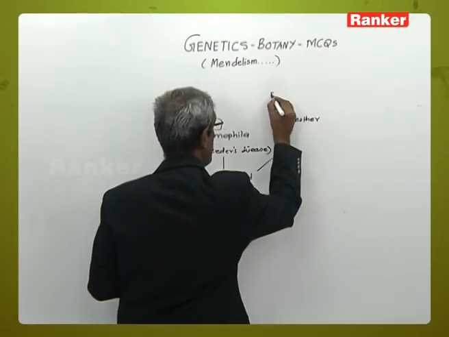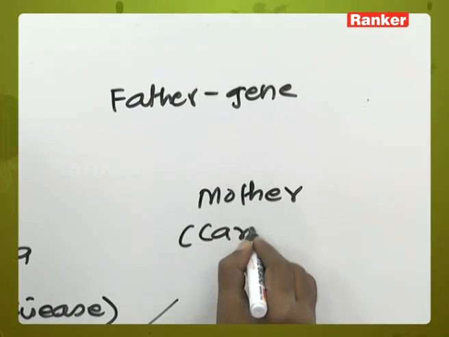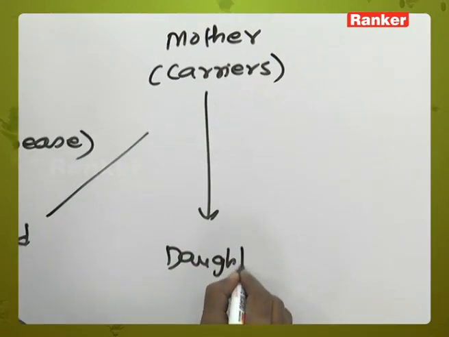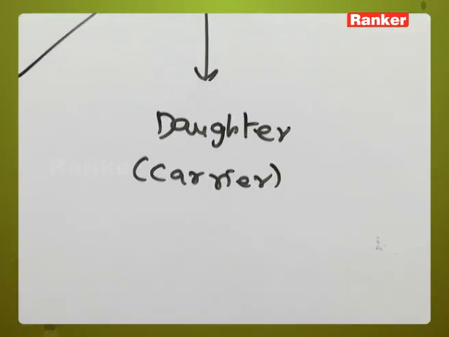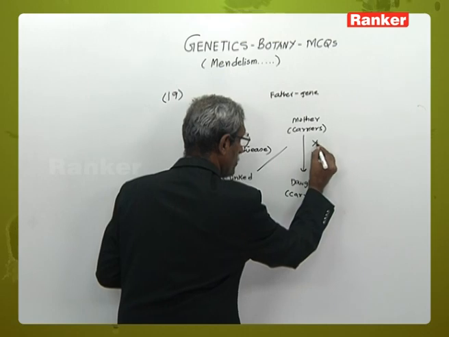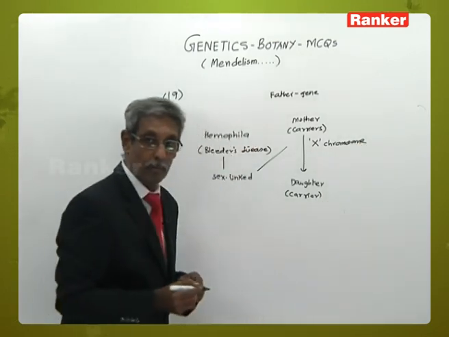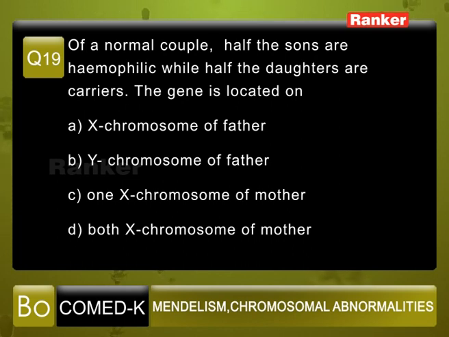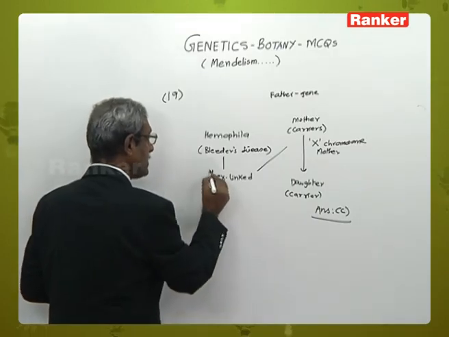The gene is present in the father, but mothers are the carriers, and it is given to the daughter. So the daughter is also a carrier. When you say the mother, it means on one of the X chromosomes of the mother. Hence, the answer is C.